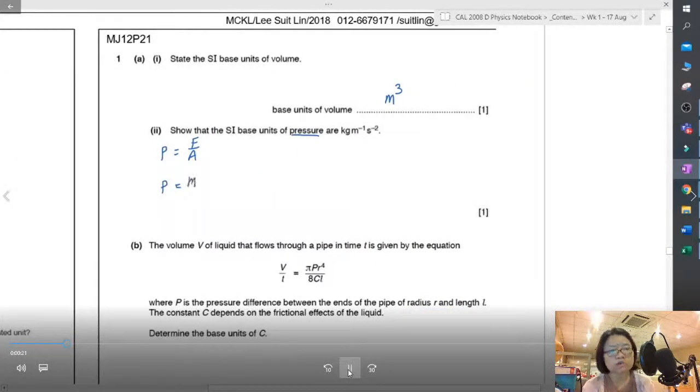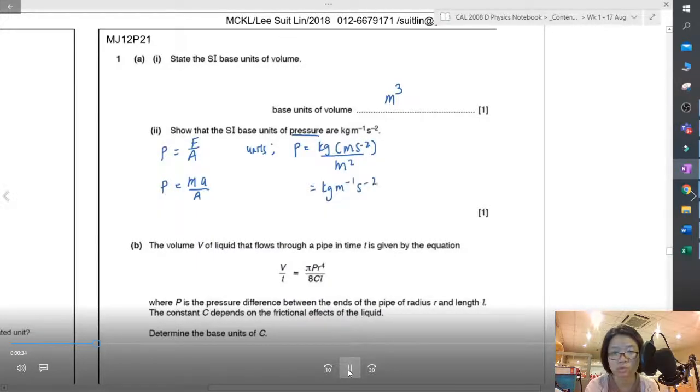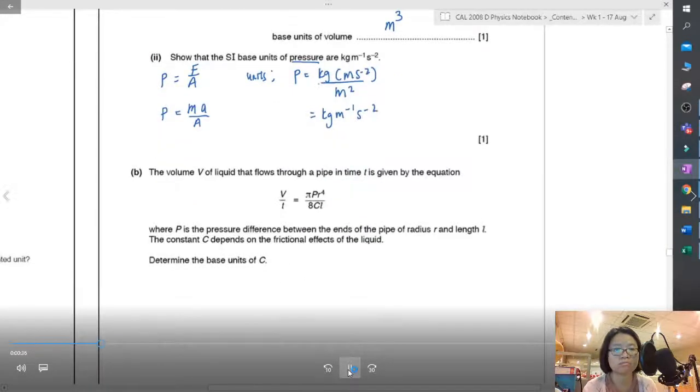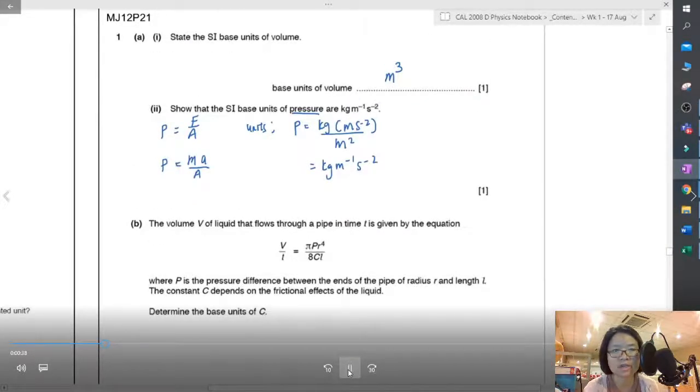For this one, we can use pressure as force per unit area. So force is MA over A. Then in terms of units, substitute kg m s -2 for MA. And then this one should be fairly routine to you by now. Done. Very nice. Okay, next part.